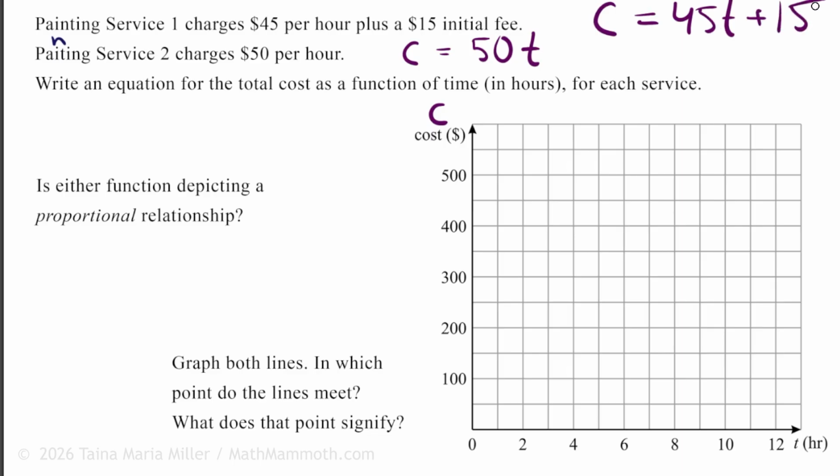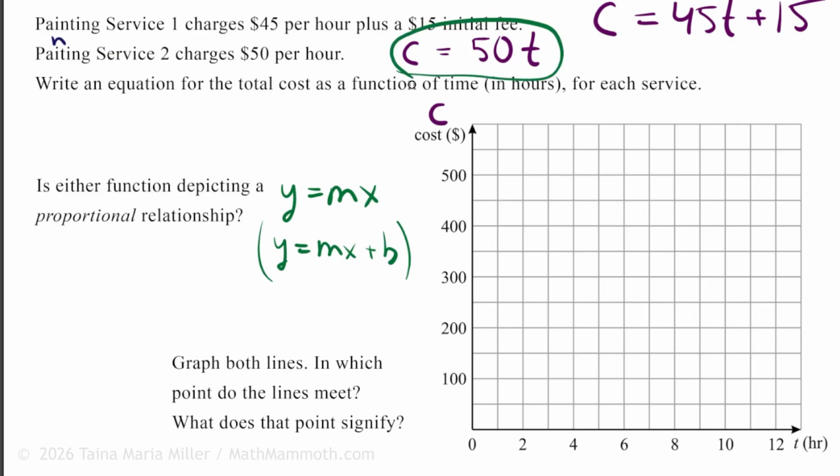Now, is either of these functions depicting a proportional relationship? You should know. Just looking at the equations, we can tell. An equation for a proportional relationship was of this form, y equals mx. Then we've also looked at linear functions, or linear equations, and they are that form. So this one here, service 2, is a proportional relationship. There's nothing else affecting the cost except the number of hours. The cost is proportional to the number of hours, and the other one is not proportional.